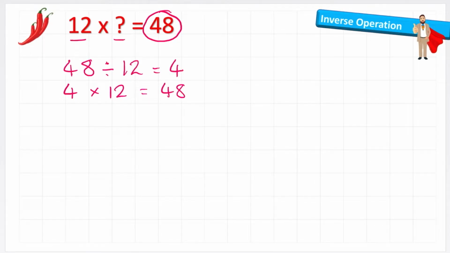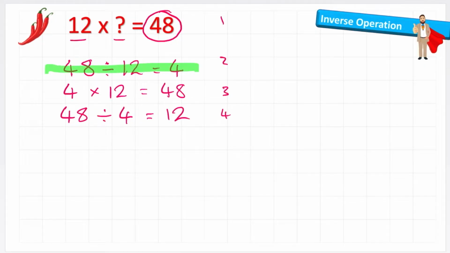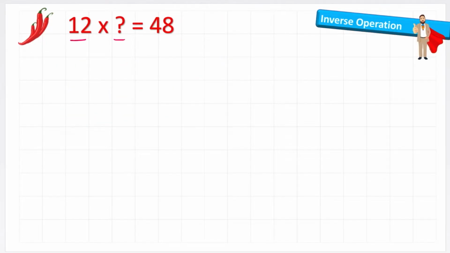So I've got now 1, 2, 3 of my number sentences. I can now get my other one, my other division question, by putting 48, but instead of dividing it by 12, I'm going to divide it by 4, which equals 12. But the one that really helped us was this one here in order to get our missing number. Let's have a look at another quick missing number.